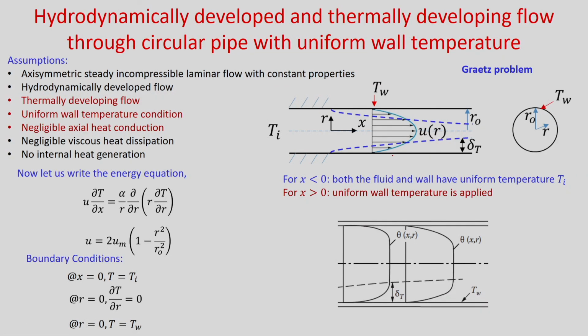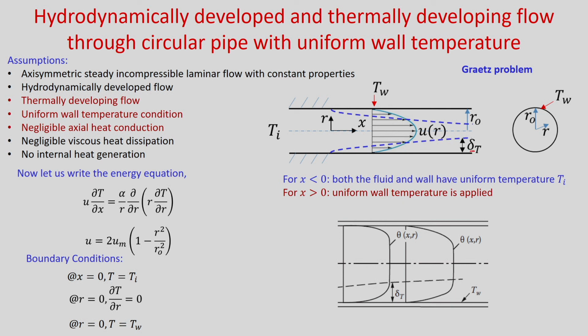Hello everyone, today we will consider hydrodynamically developed and thermally developing fluid flow through a circular pipe with uniform wall temperature. This is also known as Graetz problem. So, you can see that we are considering hydrodynamically developed and thermally developing flow. That means your thermal boundary layer is growing.